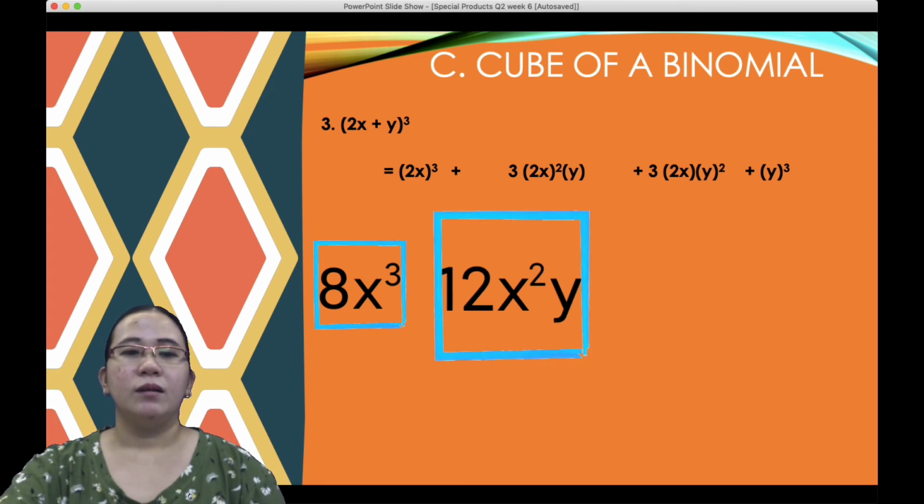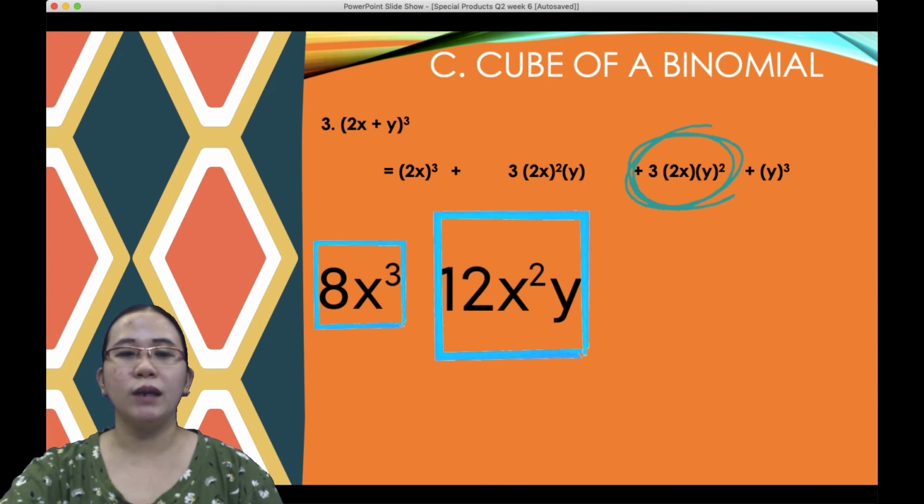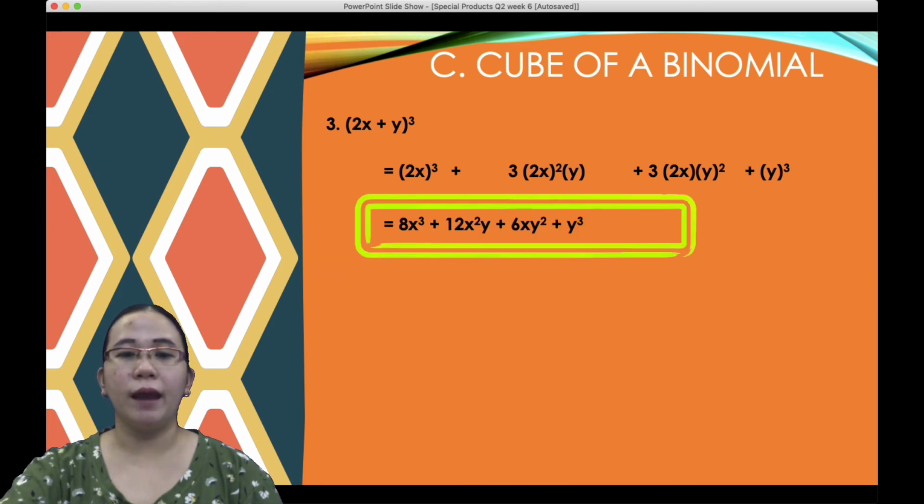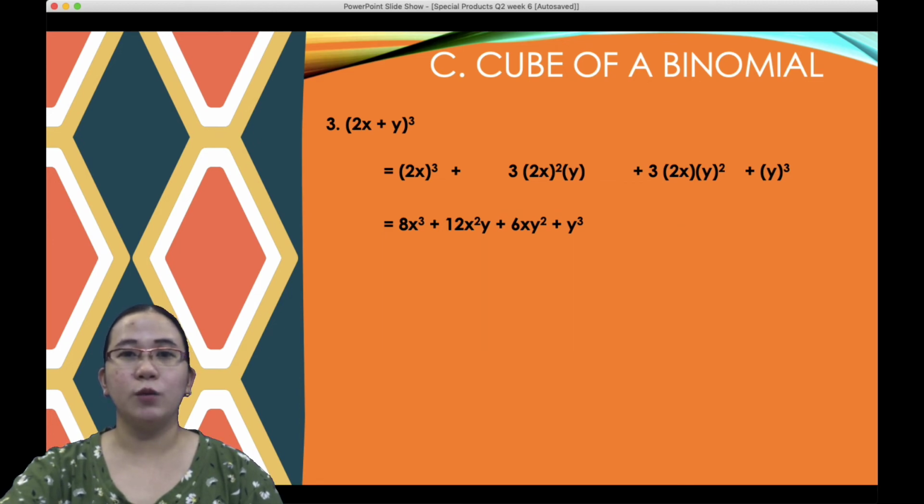Next, to get the third term, always multiply 3 to the first term, which is 2x. 3 times 2x is 6x. Then, multiply it to the square of the second term, which is y. So, 6x times y is 6xy squared. Lastly, to get the fourth term, cube the second term, y. Y times y is y squared times y is y cubed. The product is 8x cubed plus 12x squared y plus 6xy squared plus y cubed.